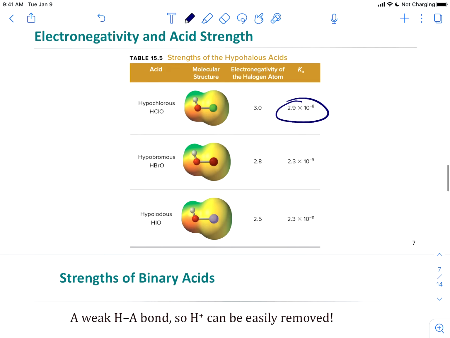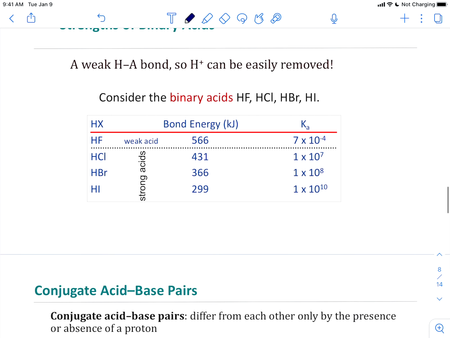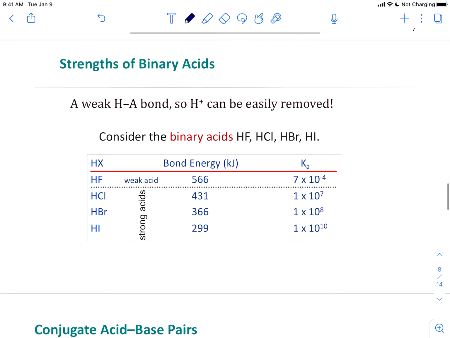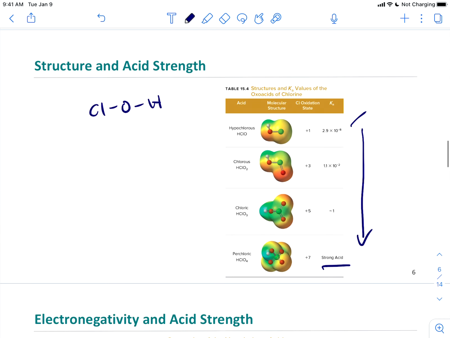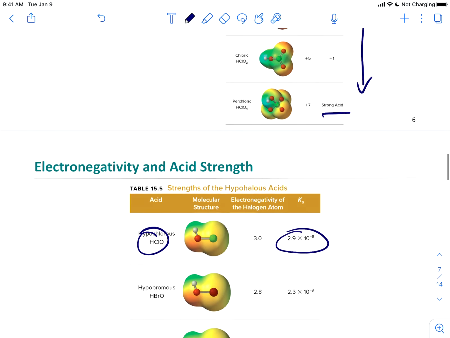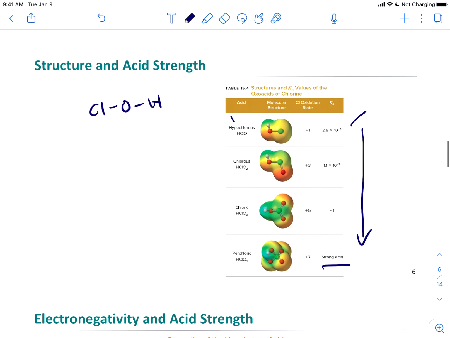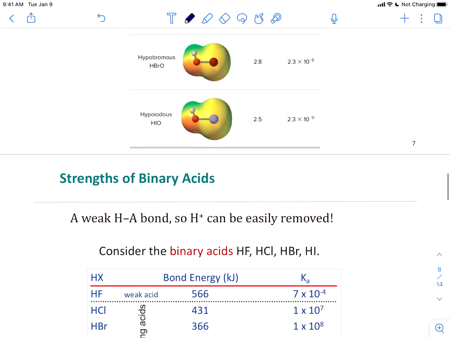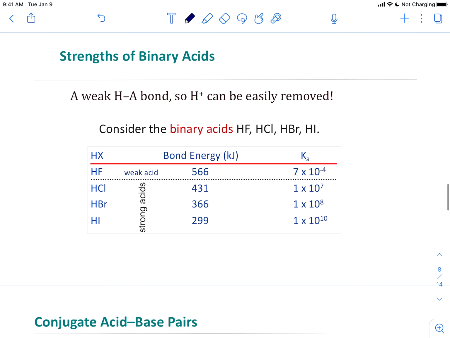Now the next one is where the hydrogen is bonded directly to the halogen. Over here, remember, all of these, the hydrogen's bound to the oxygen. Same here, hydrogen's bound to the oxygen. This is the same compound. We just added different halogens. Here it's bound directly to the halogen, and what we notice here is that HF is the only halogen acid that is not strong. All the others are considered strong acids.